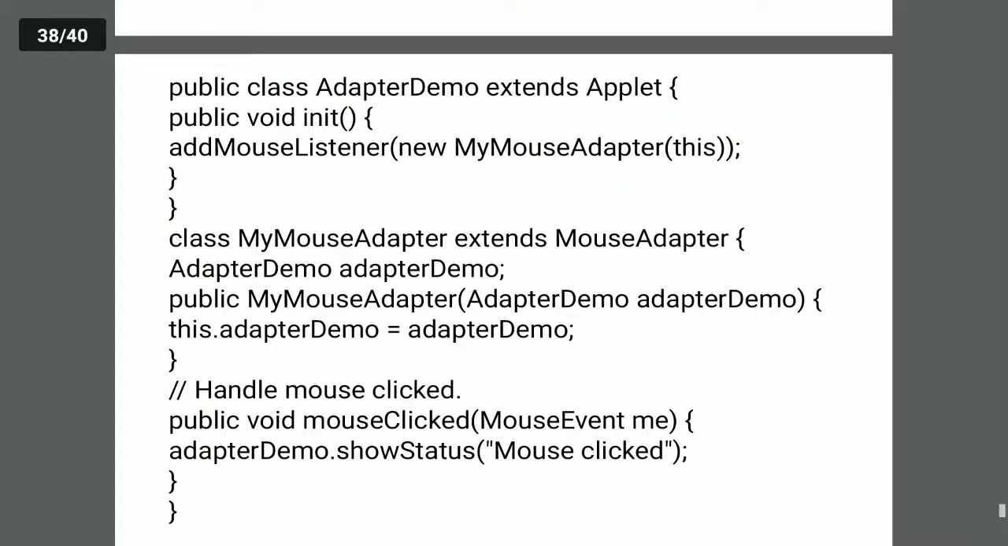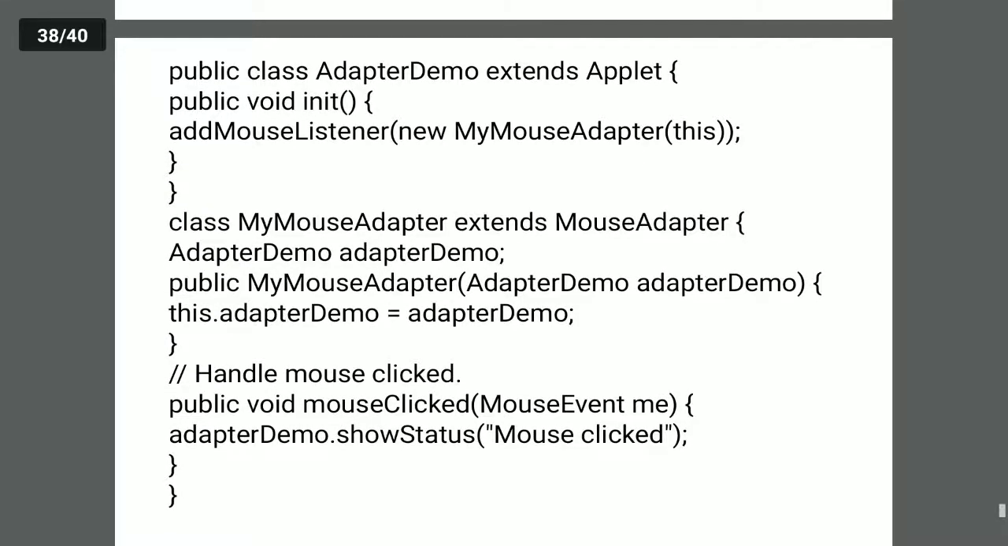Here I want to implement only one mouse event, that is mouseClicked. If you are implementing the interface, you need to implement all, no other option. So to avoid that overhead, we are using an adapter class. The name of the class is AdapterDemo extends Applet. Under the init method of the applet, you are registering addMouseListener. Next, MyMouseAdapter extends MouseAdapter. That MouseAdapter contains all the empty definitions of the events.